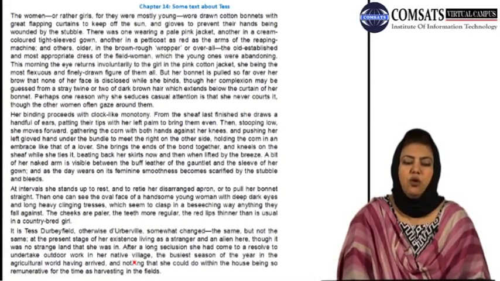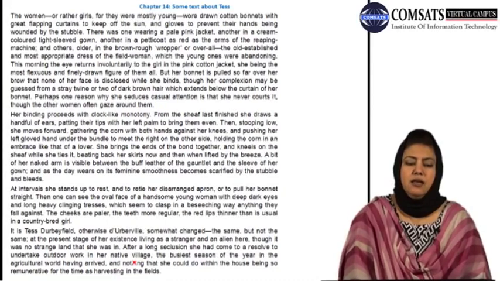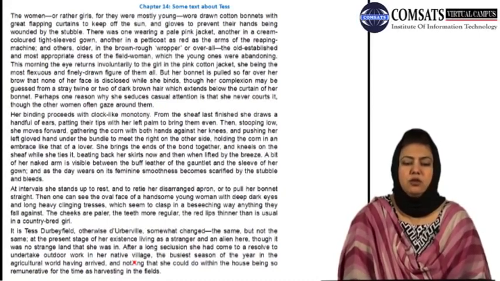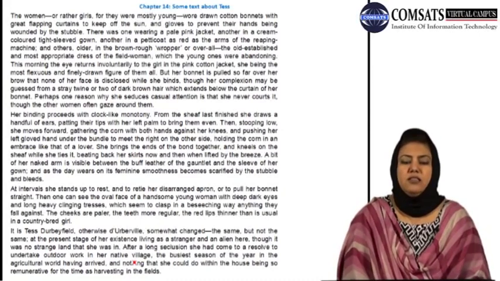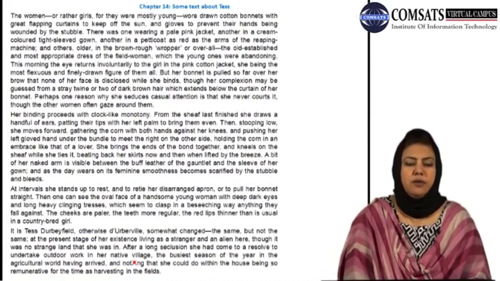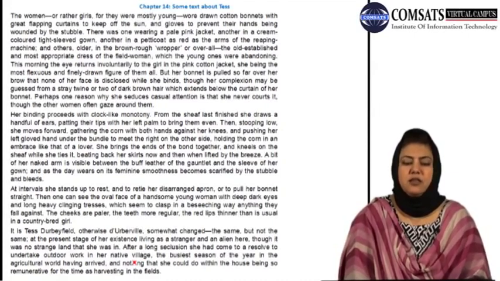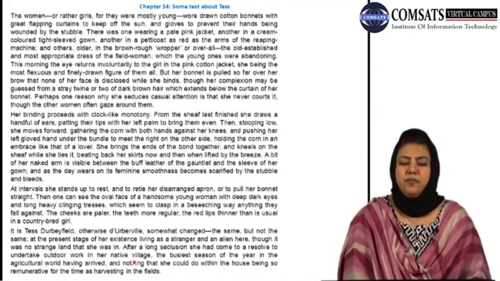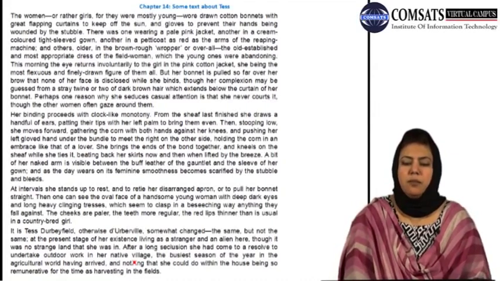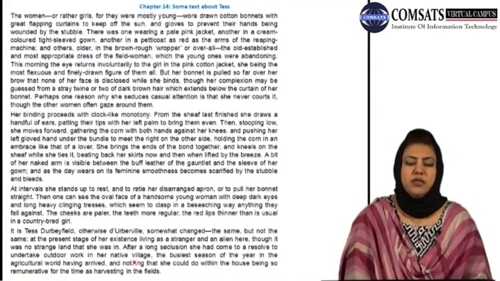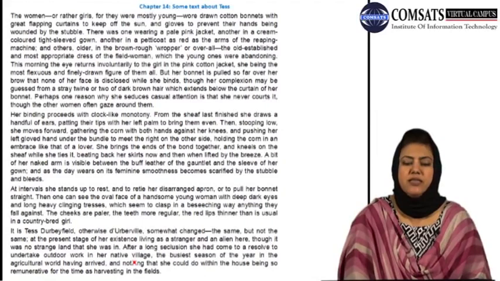So you see, amongst all, when almost all of them look the same, still Tess is quite noticeable because of her beautiful figure. "But her bonnet is pulled so far over her brow that none of her face is disclosed while she binds, though her complexion may be guessed from a stray twine or two of dark brown hair which extends below the curtain of her bonnet.